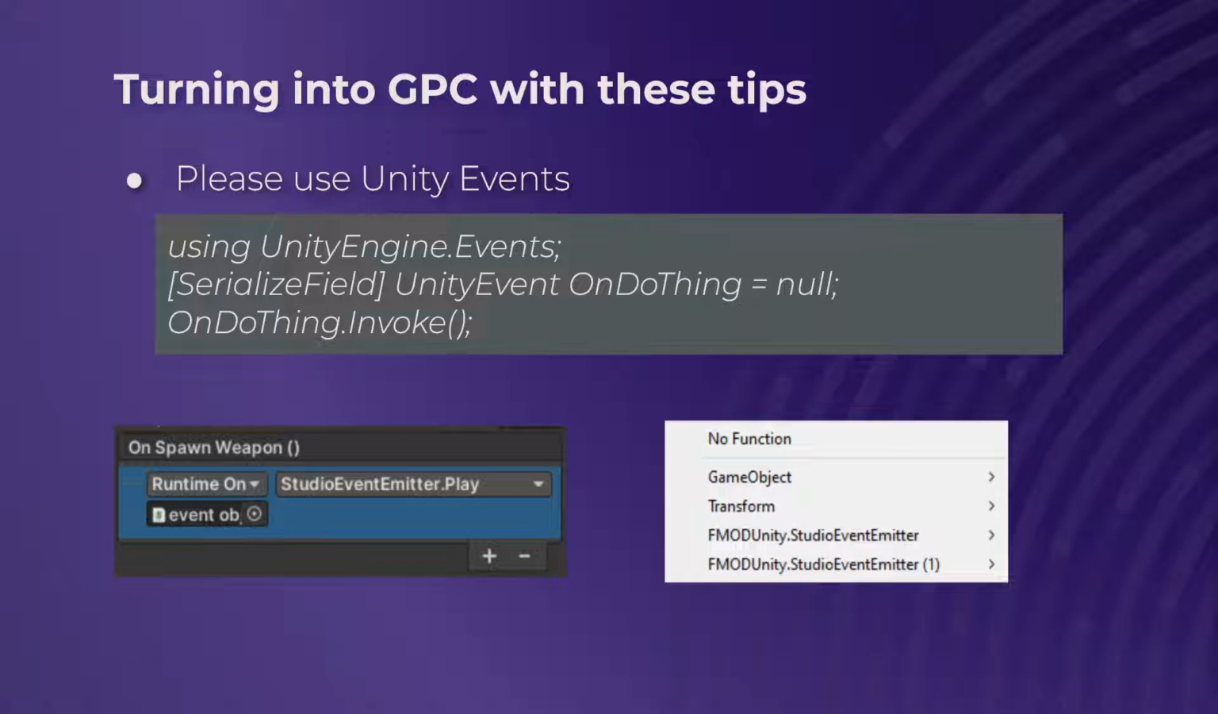You click the plus button, it'll add something, and then you add an object with the emitter on it, the bank loader, parameter trigger, whatever it is, and then you click on the function, and you'll go down to the studio event emitter, or whatever it is, and just pick the function you want it to do. So there's play for studio event emitters, there's stop, if you want to stop a loop, that sort of thing. For parameters, you can set a parameter there, but it will just call the function, so it's not super useful.